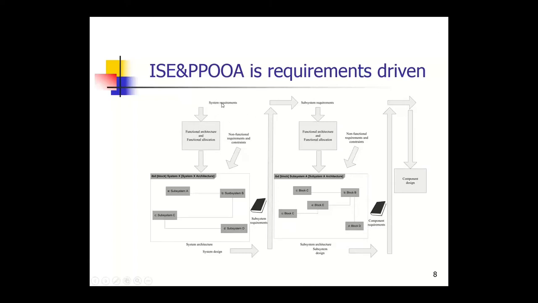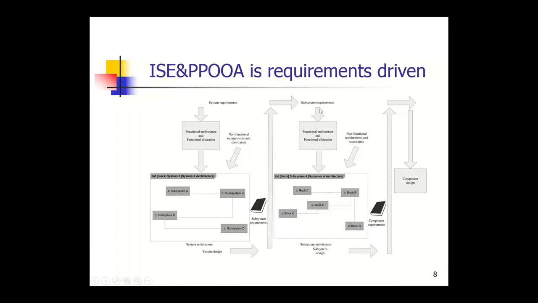We have the system requirements, and from the system requirements, we perform functional analysis. Performing functional analysis, we identify the main functionalities to meet these system requirements. These main functionalities are allocated to subsystems in this first level. And we use the non-functional requirements and constraints to drive how these subsystems interconnect between them. So functional requirements are allocated to subsystems, and non-functional requirements are implemented. From these subsystems, we also have a specification of the subsystem requirements, and we go to the next level.